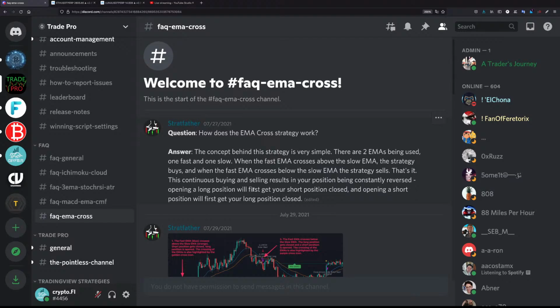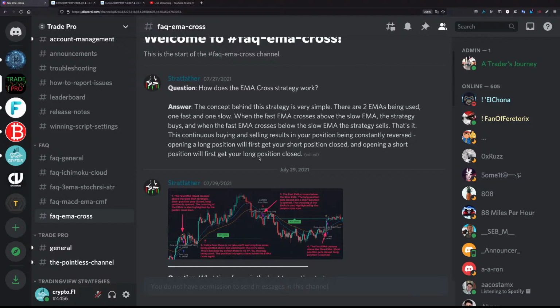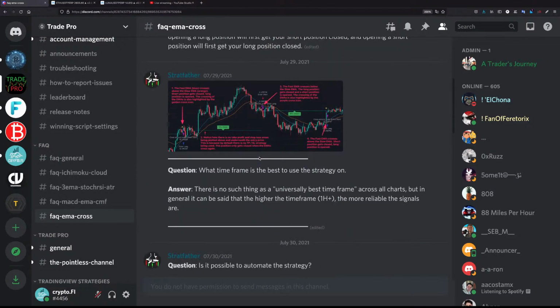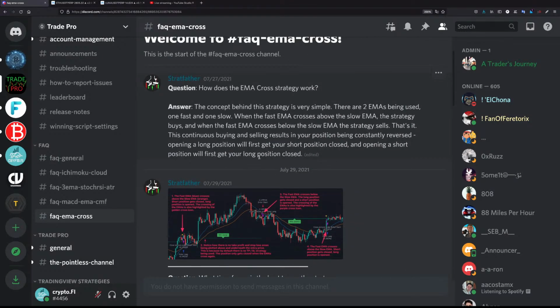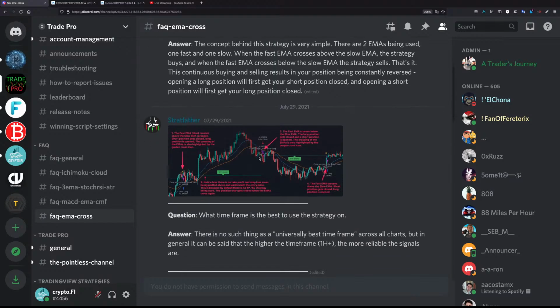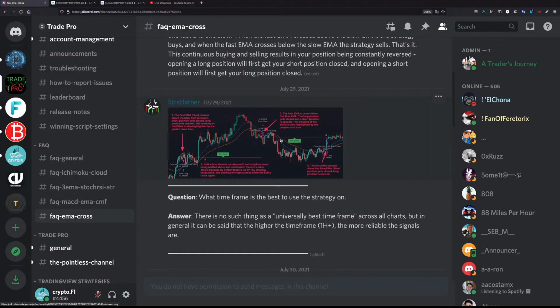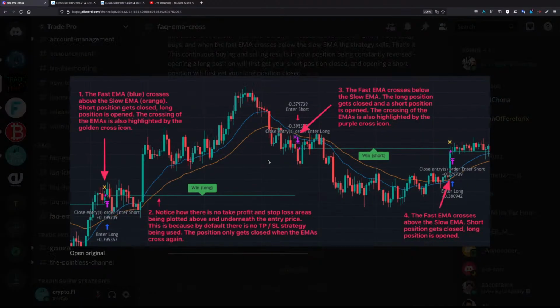Opening a long position will first get your short position closed, and opening a short position will first get your long position closed. Yeah, there are some implications here that are not very clear, but I'll just keep reading and see if the explanation is here or I will need to research more.